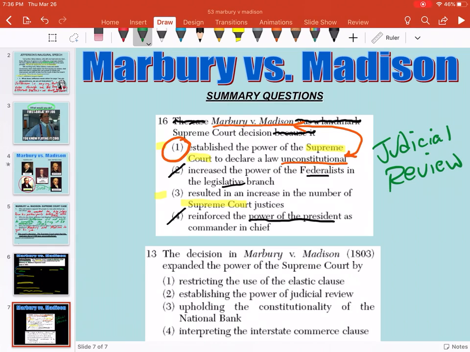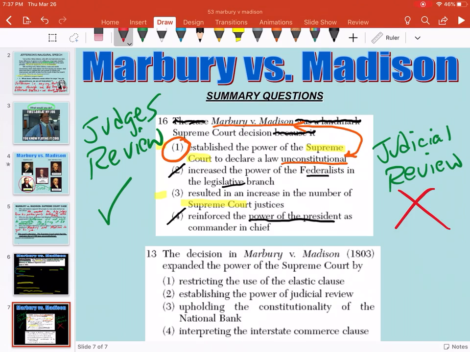Look at that key term. When judges review laws, they can decide if they think the law is constitutional or not. Judicial review is when they think a law is unconstitutional. Let's go to number 2 on the bottom. Once again, narrow the question. Marbury versus Madison, you don't need the year. Expanded the power of the Supreme Court. And I see that key term right away. So the correct answer is 2, judicial review.